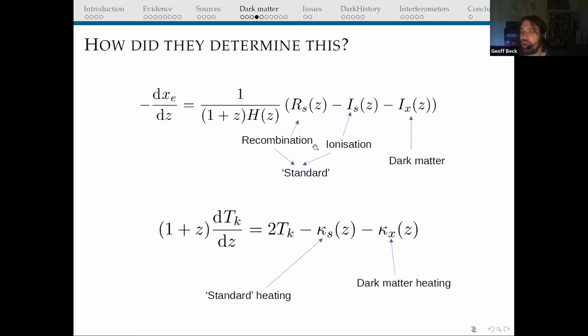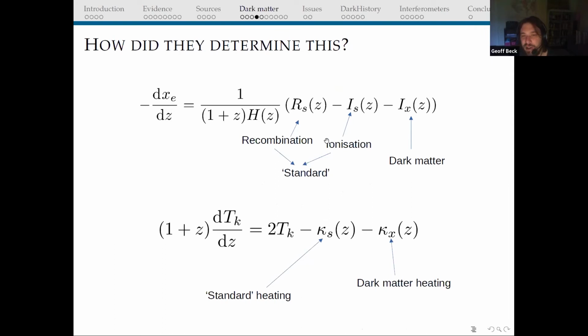So how do they determine that dark matter can supply all of the reionization for our universe? Well, there are two coupled differential equations that go into this. They're quite simple in form here because we're hiding all the nastiness in these terms. One here is for the fraction of ionized electrons, Xe, and one is for the temperature of the gas, Tk.